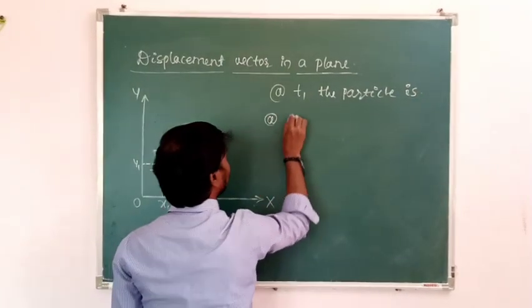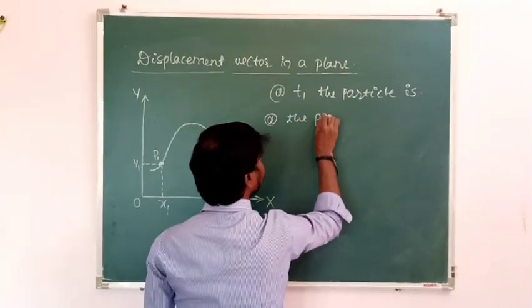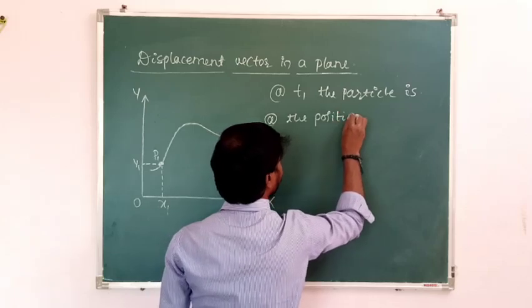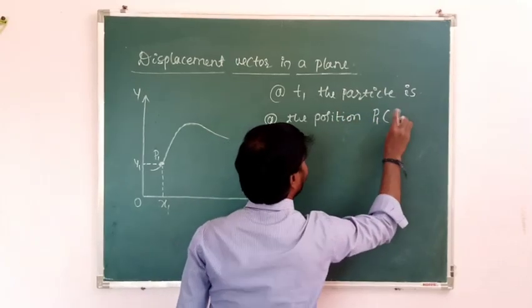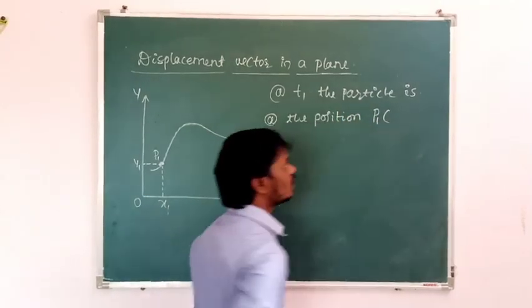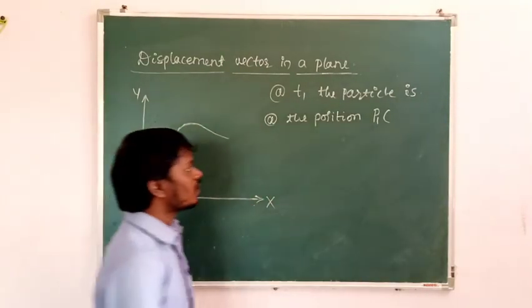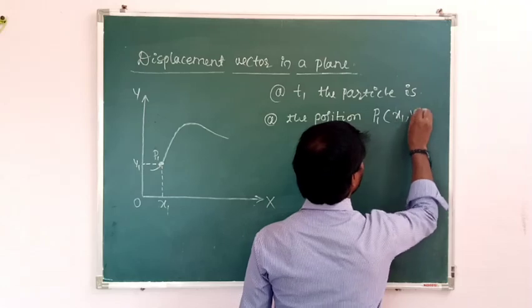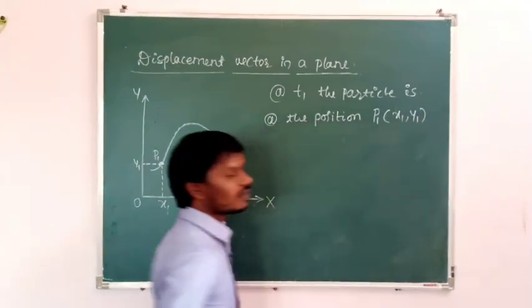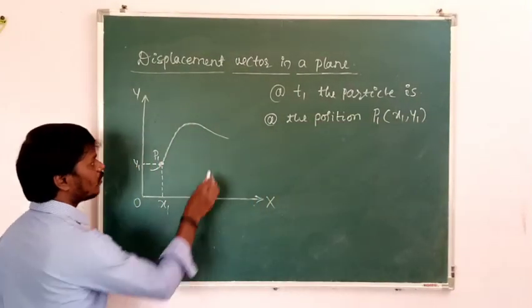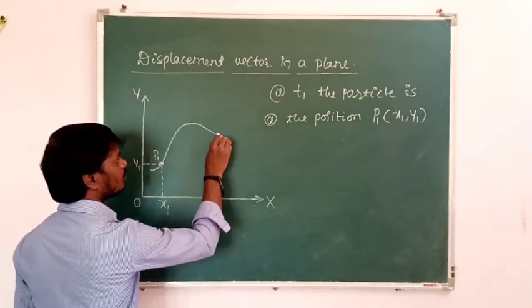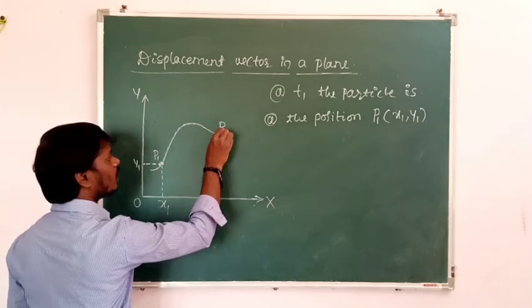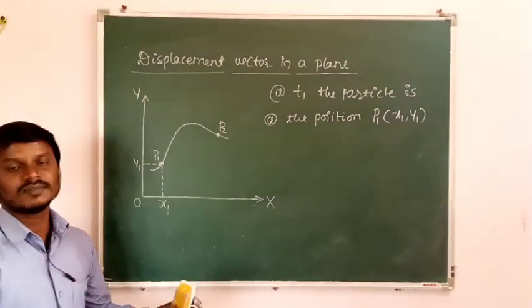The particle is at the position p1, and the coordinates to specify the position of the object at p1 are x1 and y1. After a certain time the particle is displaced here. Okay, the position of the particle is this one. At what time? At the time t2.